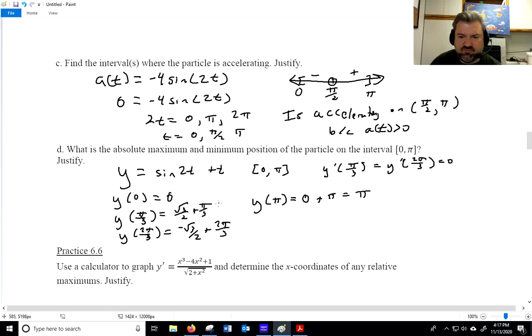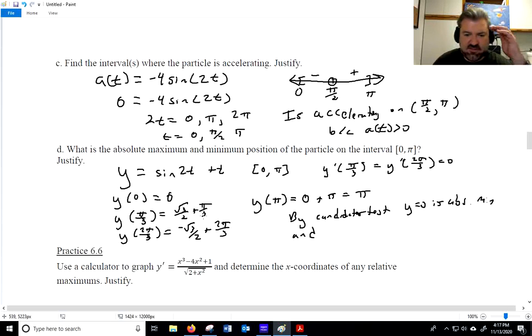So the question is, which one of these is bigger? I know the minimum, by the candidates test, y equals 0 is the absolute minimum. And what is the absolute max? Well, how does root 3 over 2 plus pi over 3 compare to negative root 3 over 2 plus 2 pi over 3? That's probably a more difficult judgment call than you can be expected to make without a calculator on the test, but we could probably figure this out.